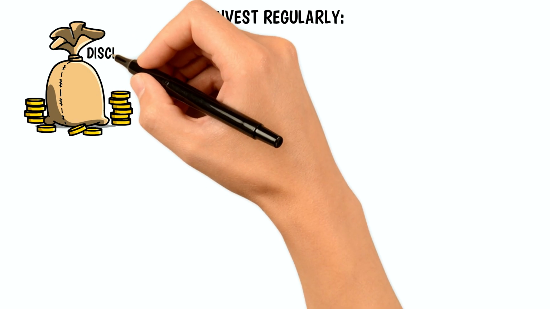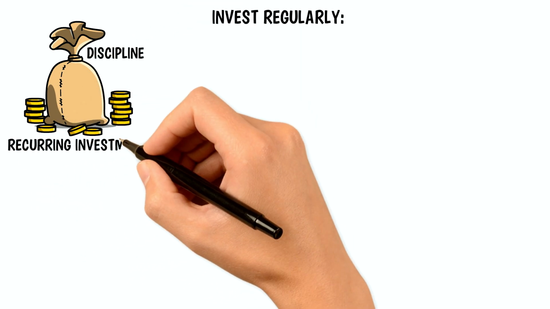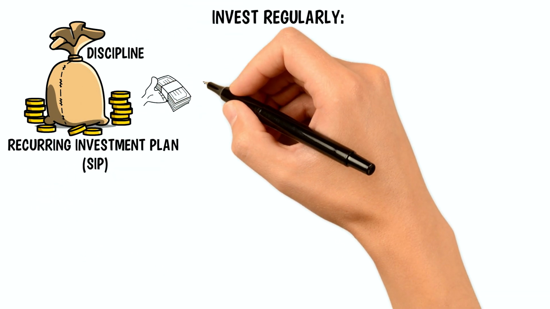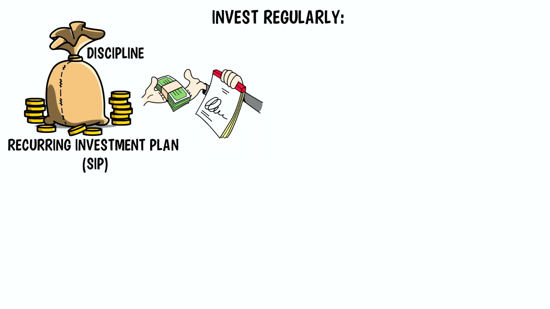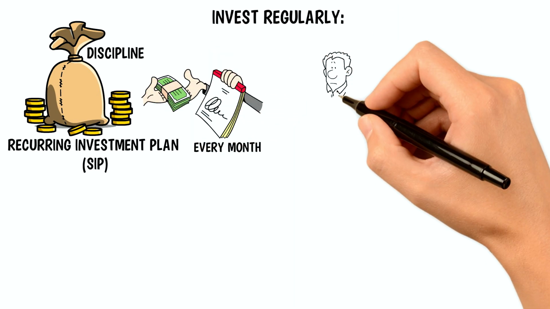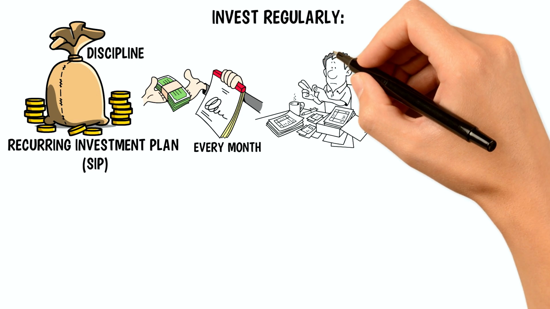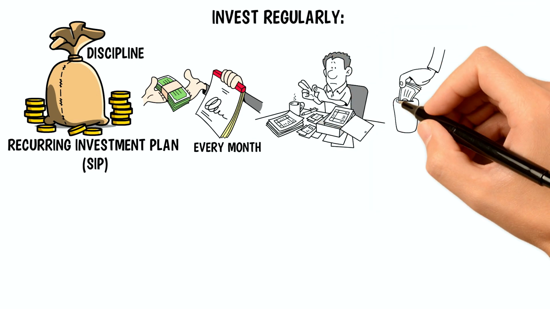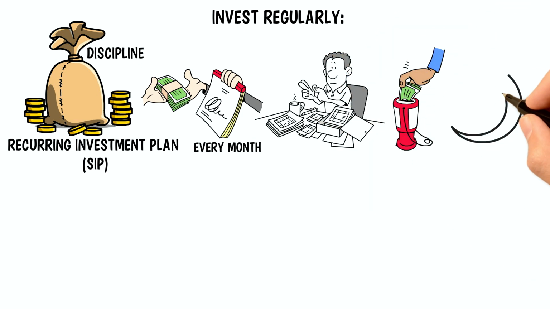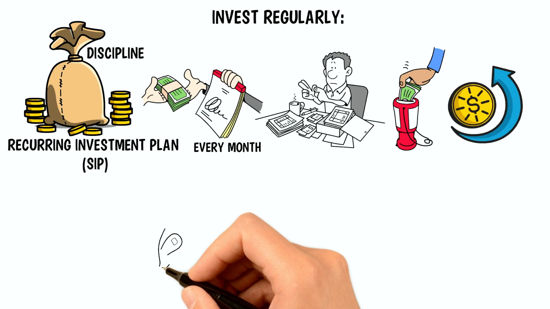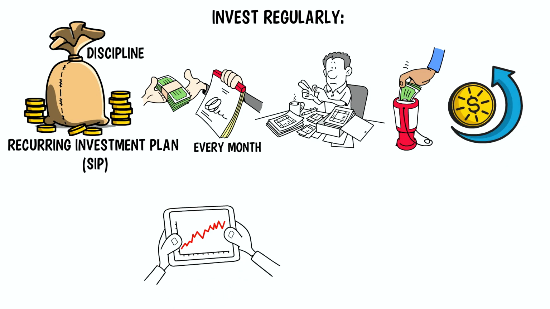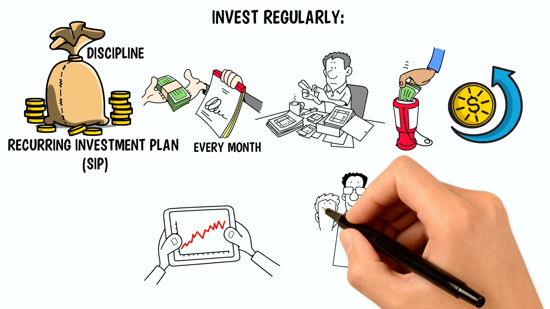Remember, even small amounts invested consistently can snowball into a substantial sum over the years. Invest regularly. Building wealth requires discipline. Set up a recurring investment plan (SIP) to ensure you contribute a fixed amount towards your investments automatically every month. This approach removes the temptation to delay or skip contributions and enforces a consistent savings habit. By automating your investments, you ensure you stay on track with your financial goals, regardless of market fluctuations or your current financial situation.